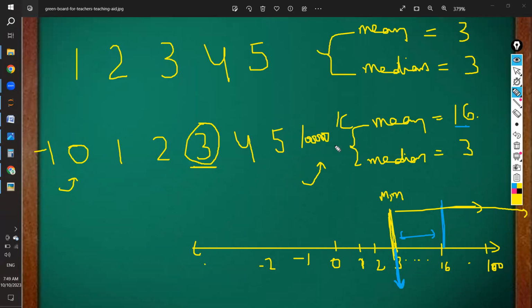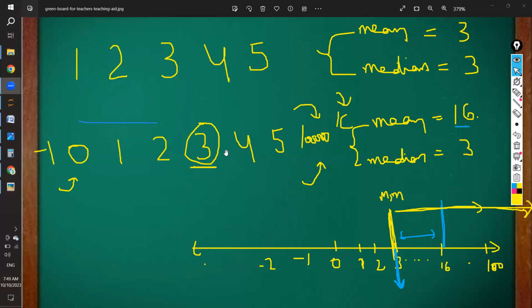Agree? But what happened to my mean? It went somewhere, because now 1 plus 2 plus 3 plus 4 plus 5 plus 1 lakh plus 1 crore, divided by 6, it will go to some lakhs or some thousands. Mean has escaped to some other place. Agree? So that's why mean is not robust. Mean is not a robust measurement. Clear? But median more or less stays there only. It's just a middle number.